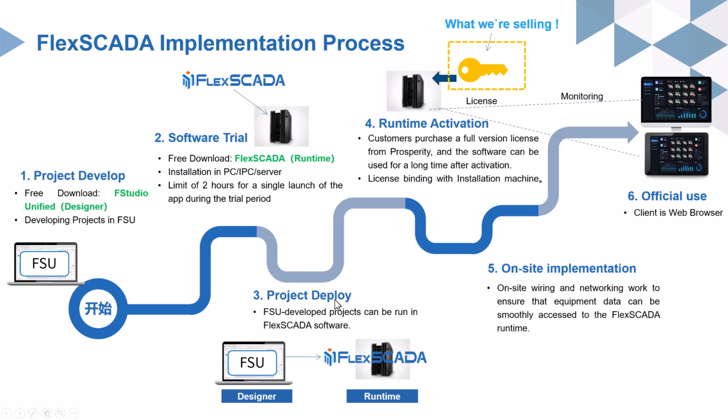And project deploy, you need to download the developed project by inputting the computer or IPC IP and download the SCADA project to the SCADA runtime. And if you want to activate the SCADA runtime, you need to contact our salesperson to purchase the license. And if you change your computer or IPC, you can contact us to rebind the license to another PC.